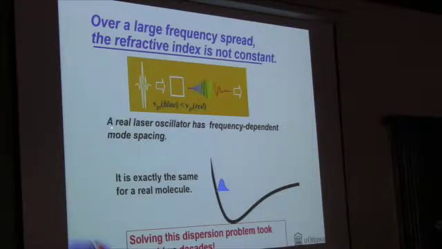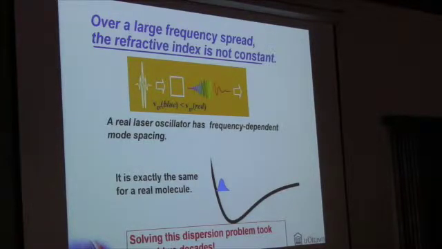So when you make an oscillator with two mirrors and you think of the frequencies that can sit there that will add together to give you the short pulse, a real oscillator has frequency-dependent mode spacing because the dispersion of the material makes the material effectively a different length for each frequency.